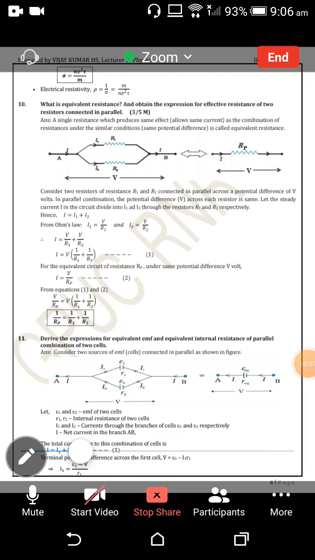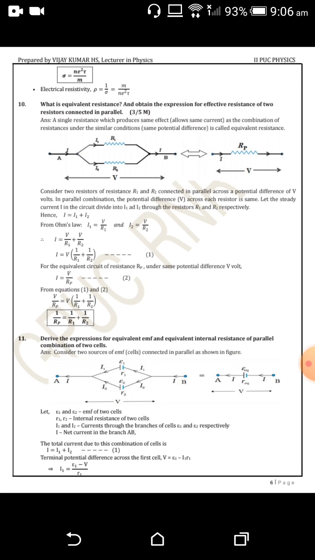So now we will start with the 10th question. This question is regarding what is equivalent resistance, and obtain the expression for effective resistance of two resistors connected in parallel. We have come across what is meant by effective resistance in the case of series itself. So I'll start with the effective resistance of two resistors connected in parallel.